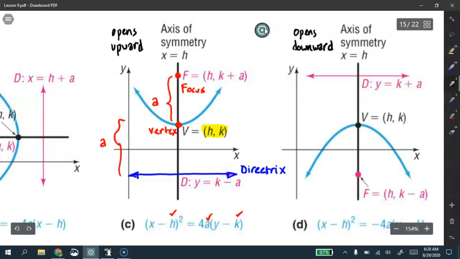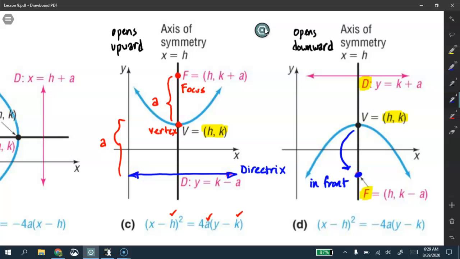Now in a parabola that opens downward, it's essentially all the same as one that opens upward. Notice that it still has a vertex, okay? It still has a directrix. It still has a focus. But one thing that I want to remind you of is notice how the focus is always in front of the parabola, all right? And what we mean by in front is the parabola opens up into the focus, all right?